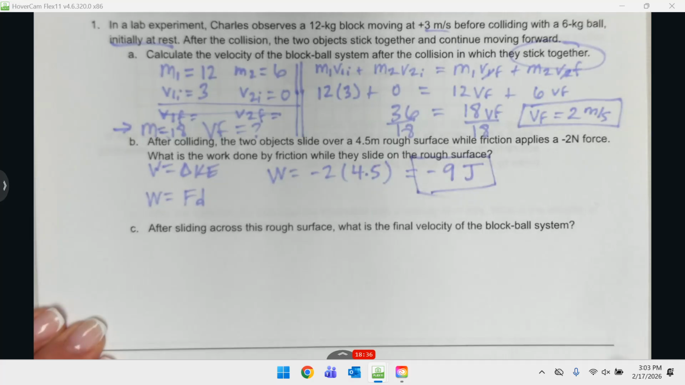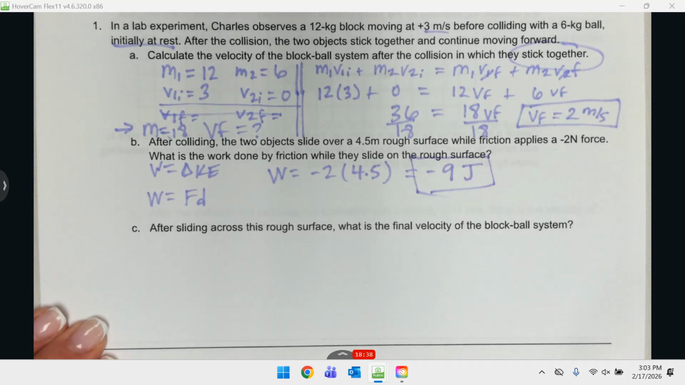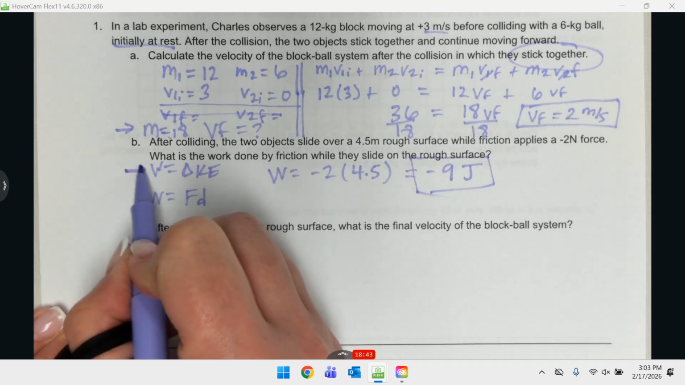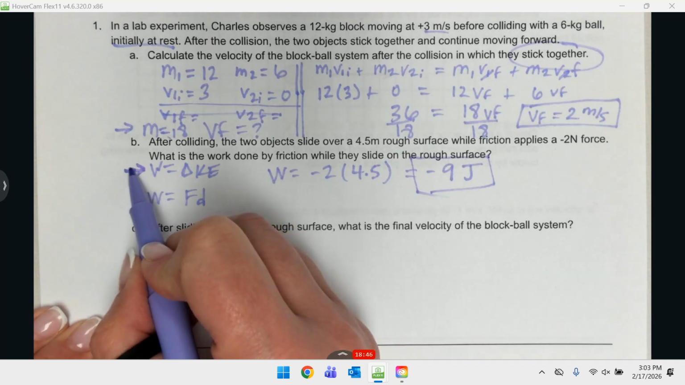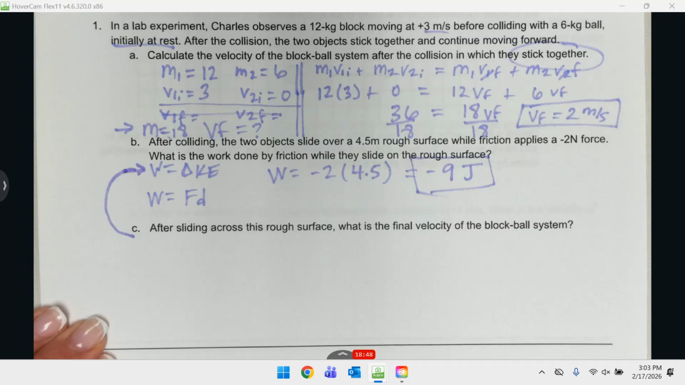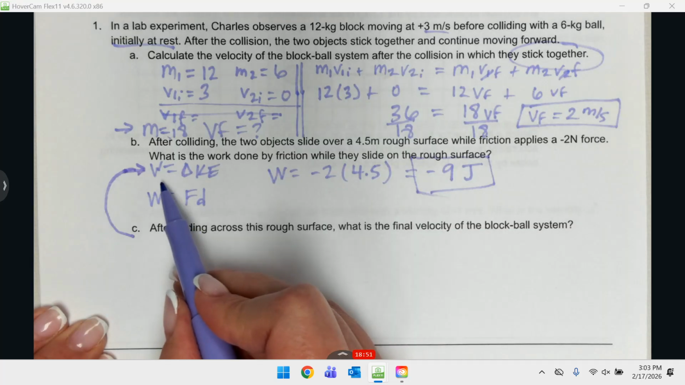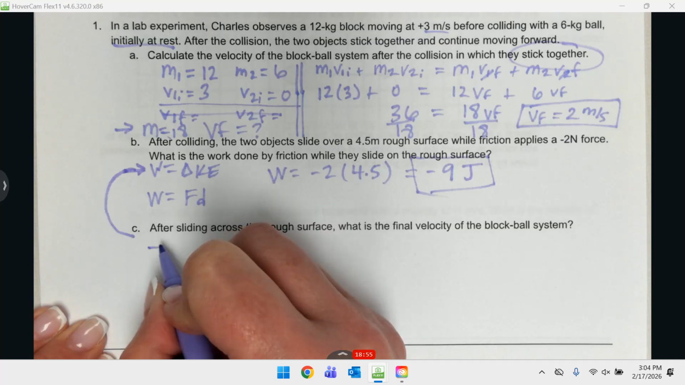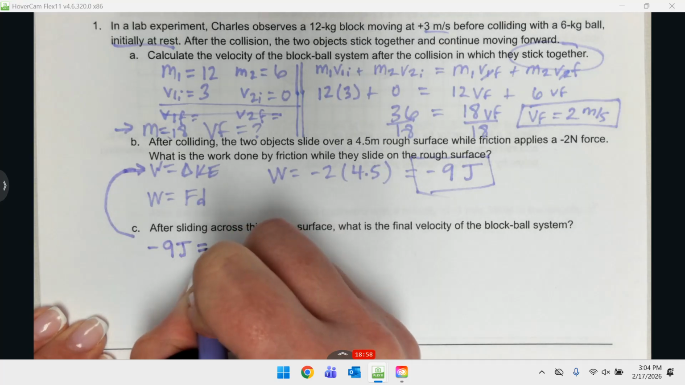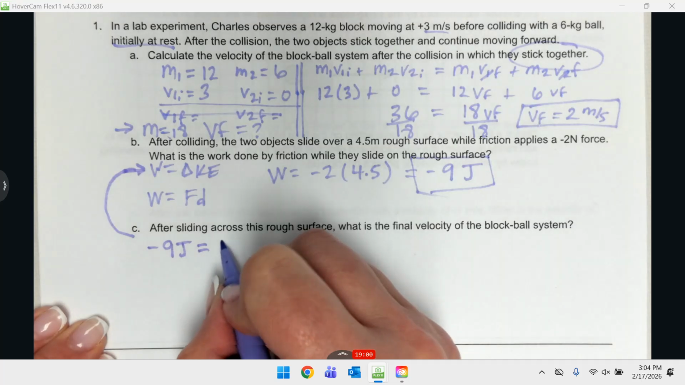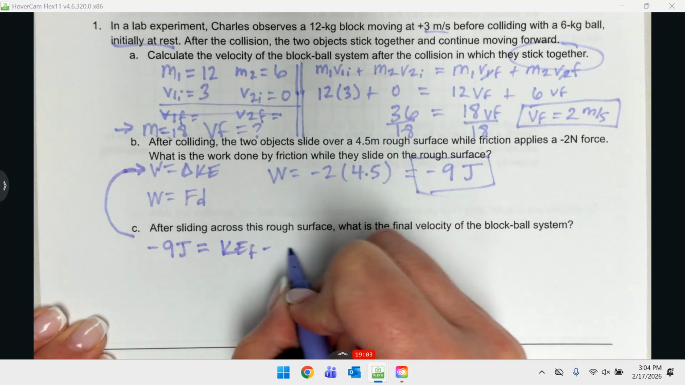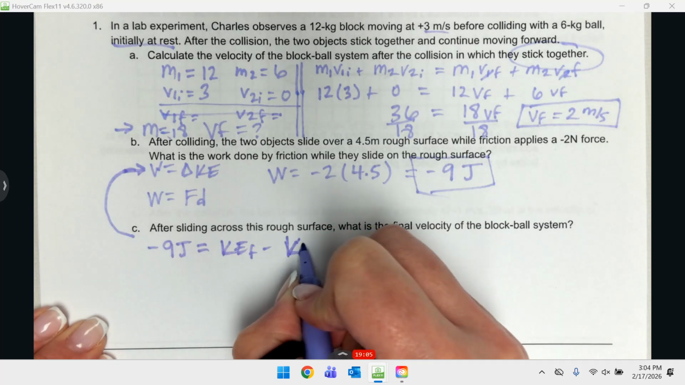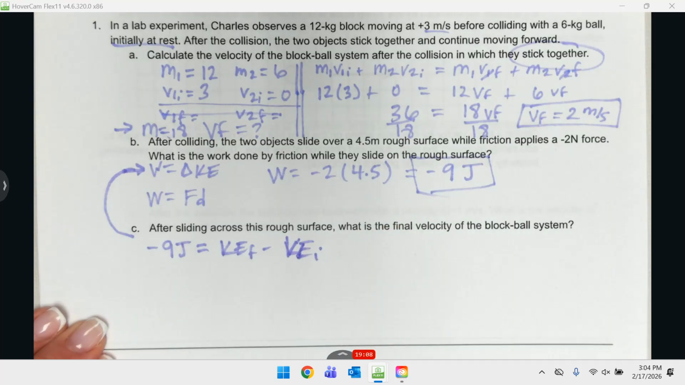Part C, after sliding across this rough surface, what is the final velocity of the ball block system? Again, I wasn't able to use this equation here, but I can use it to find this. Now that we know what the work is, we can set the work equal to delta KE. The work is -9. And so we can say -9 joules for my work equals the change in kinetic energy, which will be the final kinetic energy minus the initial kinetic energy. That's your equation for change in anything, final minus initial.